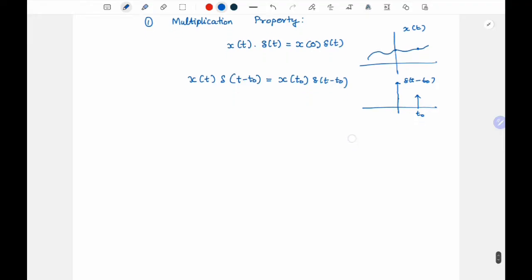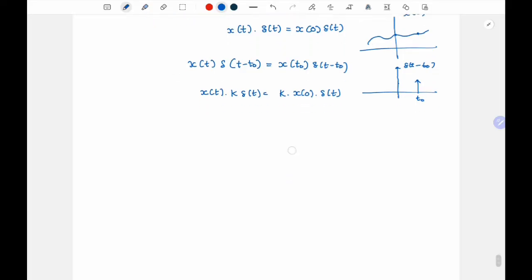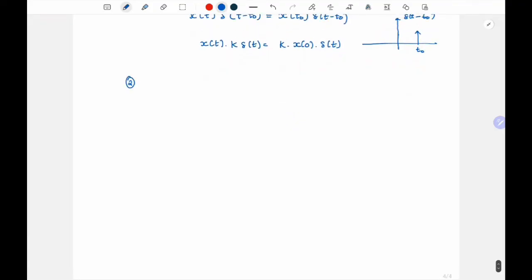Again, if you want to multiply it with other impulses having area different than 1, then you can just say x of t into k delta of t. It will be the same, so it will be k into x of 0 into delta of t. Similarly for this case also. The second property is really useful. It is called the sampling property.